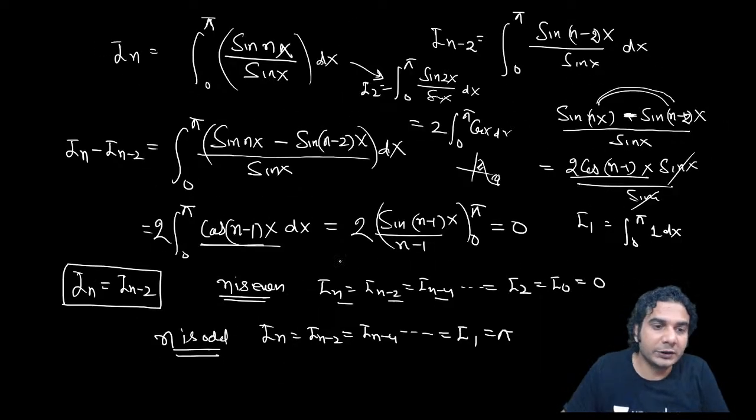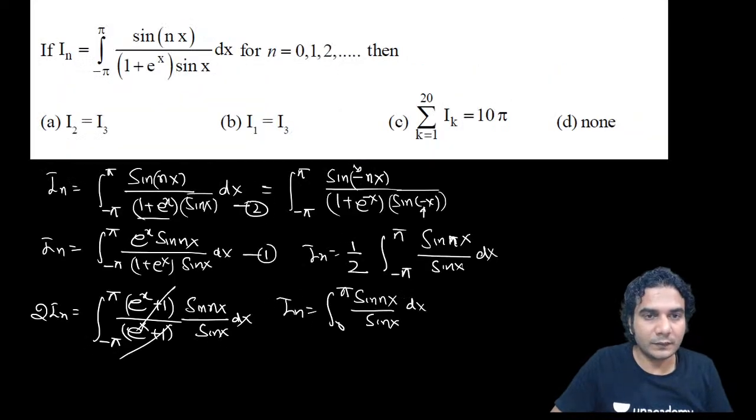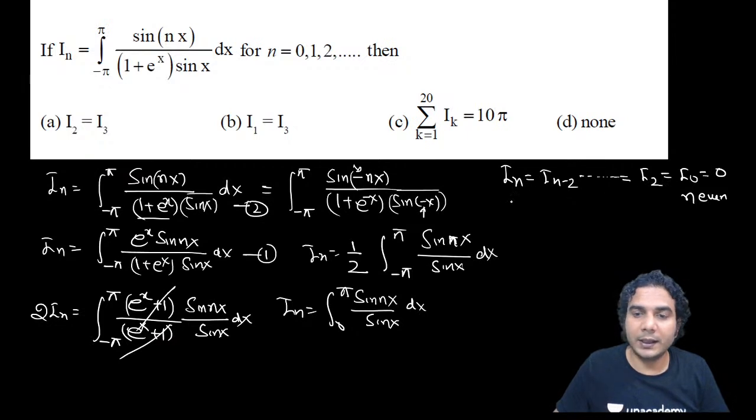Here it is, right? So we were getting this In = In-2. So we have done all the process. Let's directly apply here. So In = In-2 and so on. When n is even, it was I2, then I0, and I0 was nothing but 0, right? And when n is odd, it is In-2 and so on.